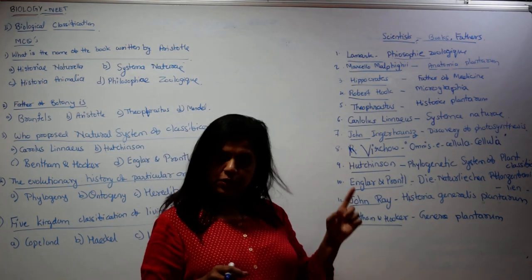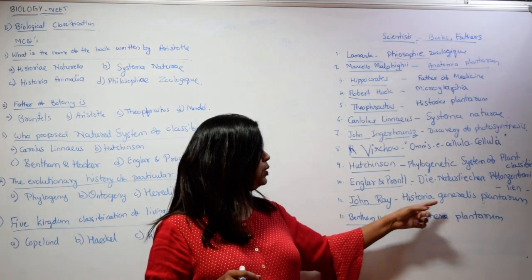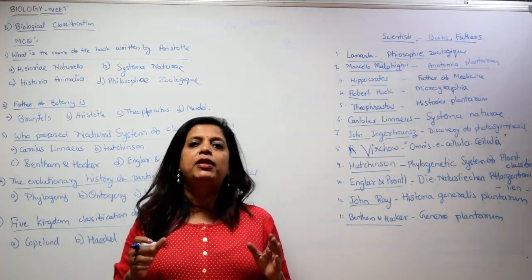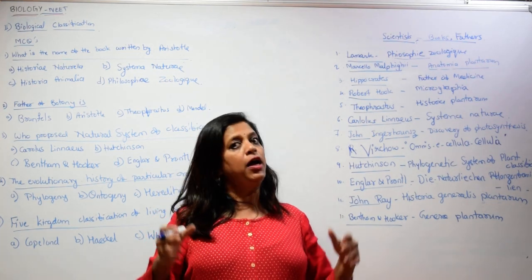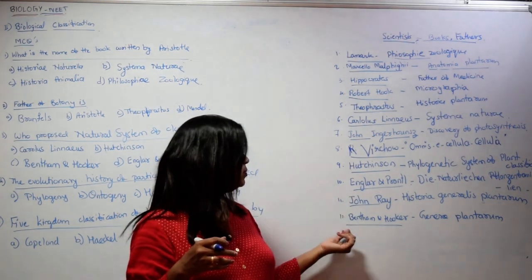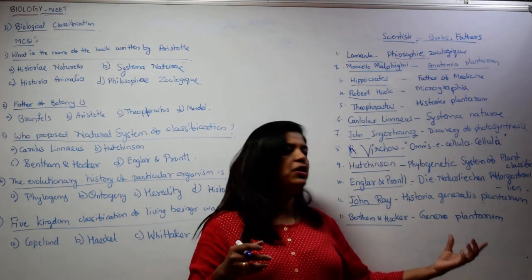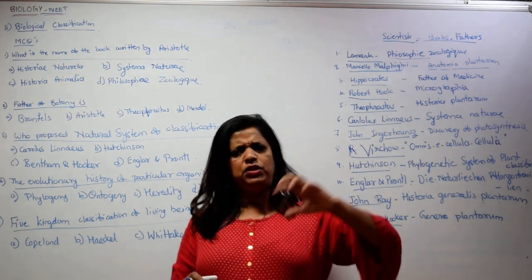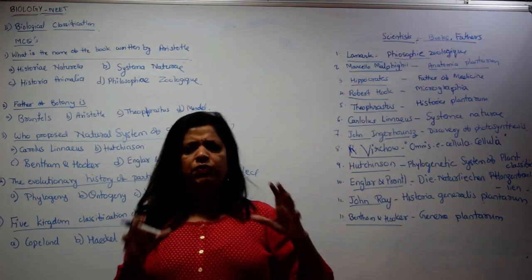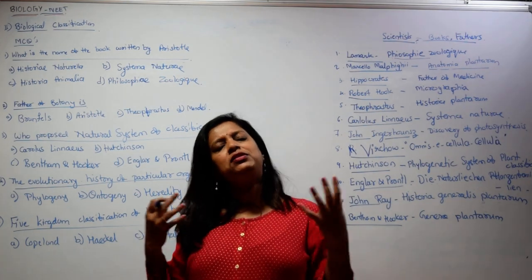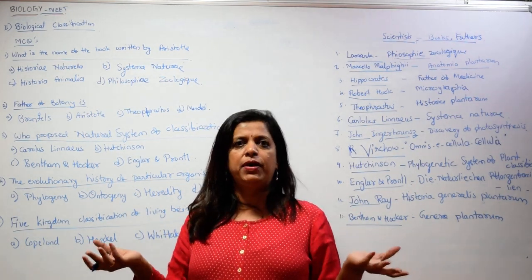Then comes John Ray. He was the first person to start classification. His book was named Historia Generalis Plantarum. He classified plants for the first time. Then comes Bentham and Hooker. Their classification book is Genera Plantarum. Keep these 10 to 15 names in your mind, so that anytime, as if closing your eyes, you can remember them.